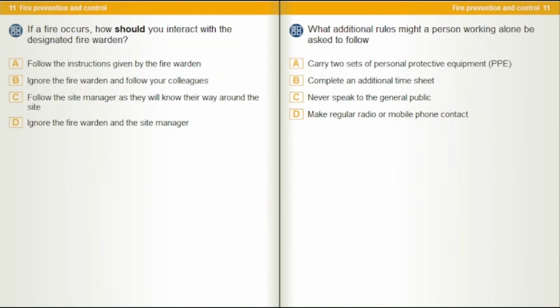If a fire occurs, how should you interact with the designated fire warden? Follow the instructions given by the fire warden. Ignore the fire warden and follow your colleagues. Follow the site manager as they will know their way around the site. Ignore the fire warden and the site manager.